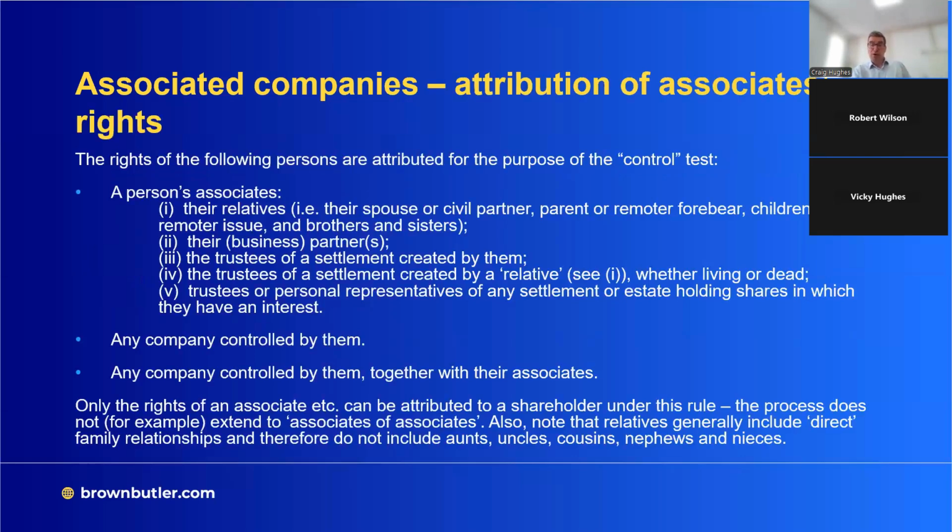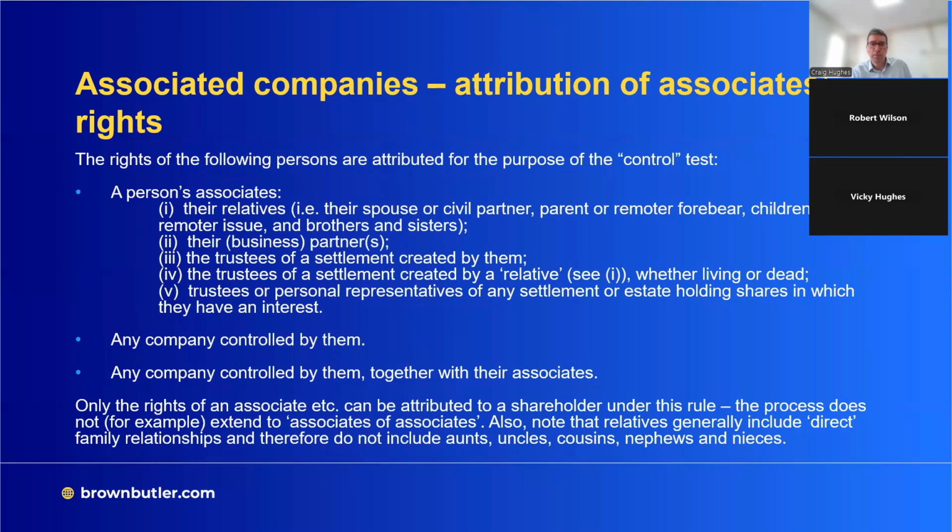Now, if we do have to bring into account those of associates, who are we looking at there? Well, we're looking at relatives, and that's very broadly defined. It's basically linear relationship, but also going horizontally as well. So it's spouses, parents, grandparents, children, grandchildren, and also siblings. Business partners can be associates.